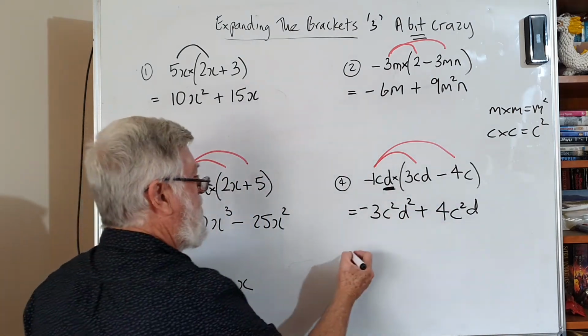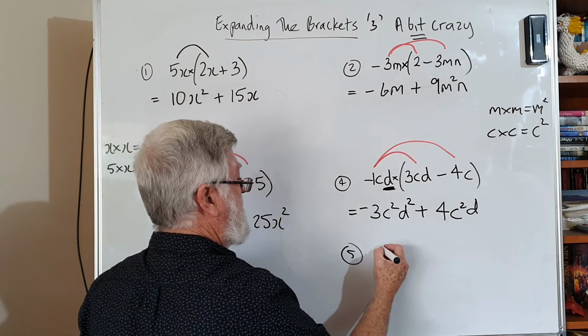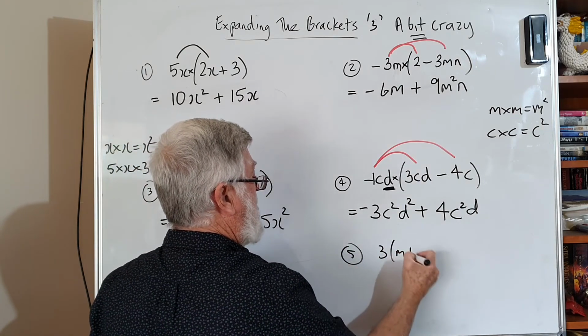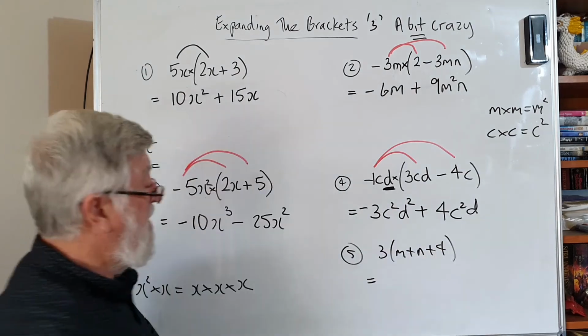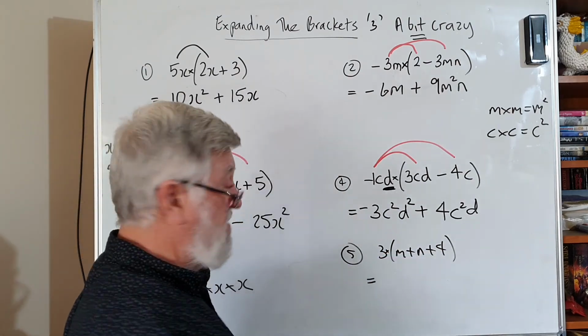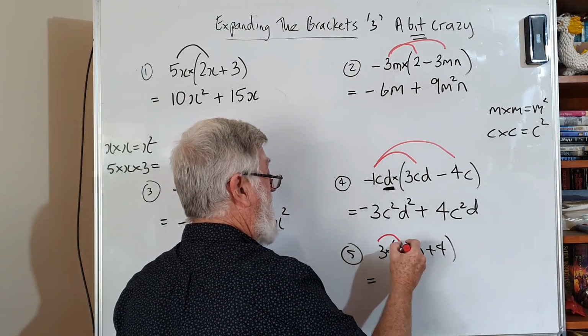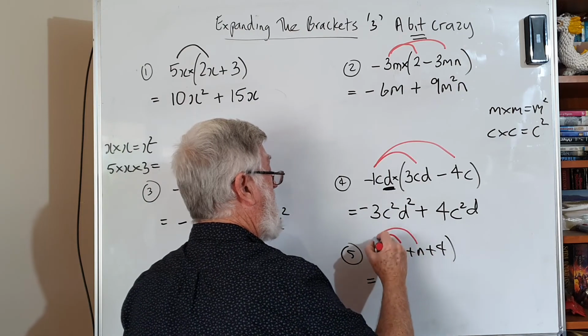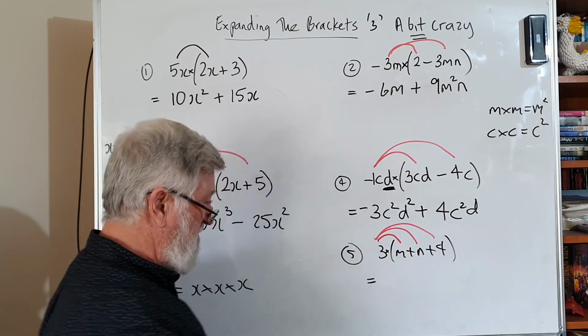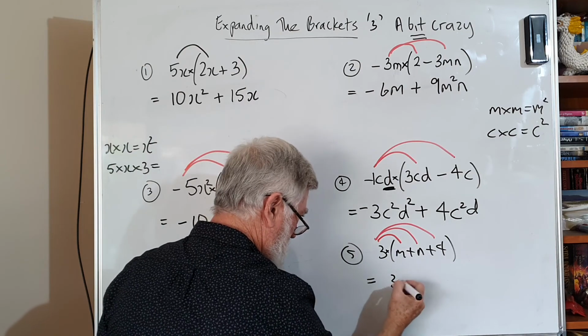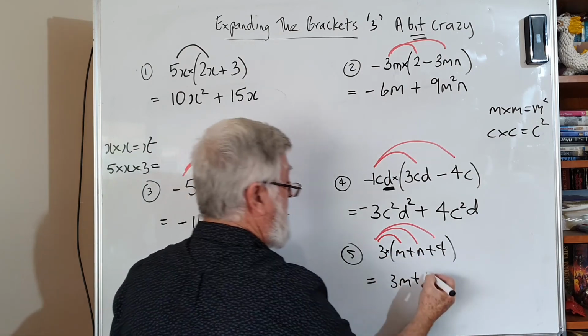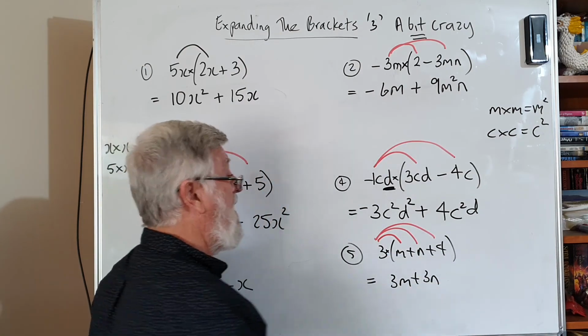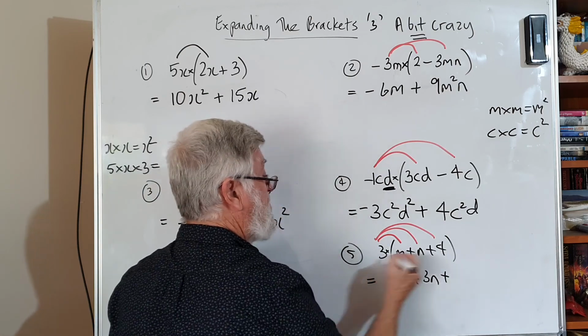Just in case, I'm going to add one little simple one without going too crazy. If I had 3 and I had an m plus an n plus a 4, this time when we're multiplying, you've got 3 lots of eyebrows. You're going to multiply that pair, you're going to multiply that pair, you're going to multiply that pair. So really quick, let's just add it in. 3 times m is 3m, plus 3 times n is 3n. There's no negatives anywhere. And then the next one, plus 3 times 4 is 12.